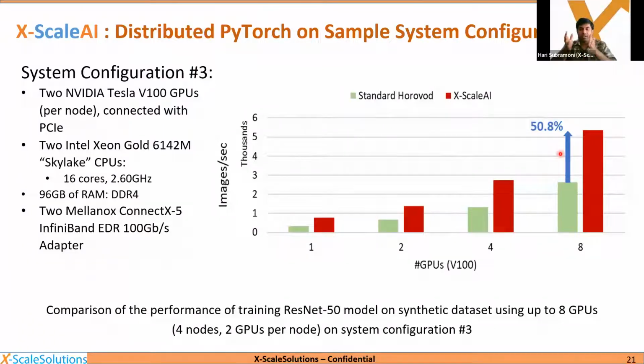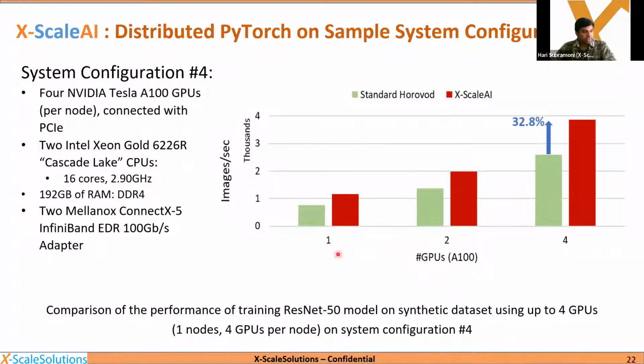Here we are just trying to vary the number of nodes and the number of GPUs per node, from a very dense GPU system to a system which is not so dense, from 8 GPUs per node to 2 GPUs per node. And here also you see that as the internode communication becomes more dominant, the performance benefit continues to increase. With more dominant internode communication, the Xscale AI package significantly outperforms the standard solution.